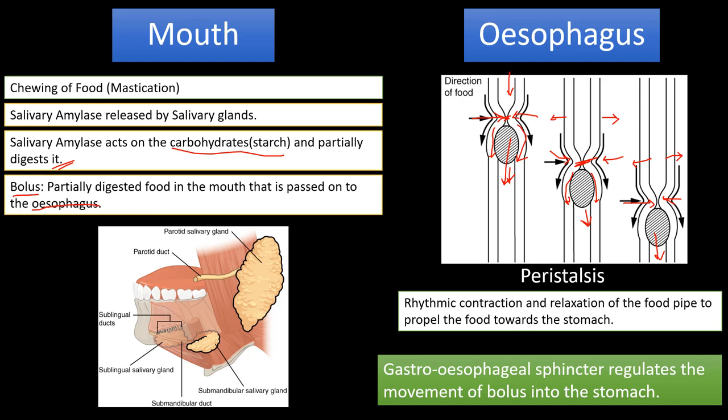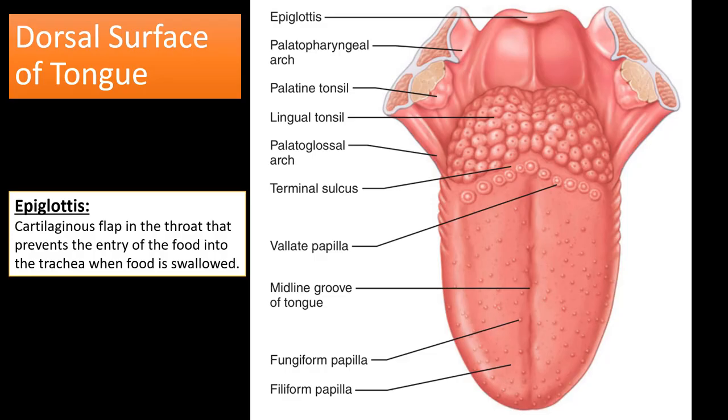And at the end of this process, the bolus has to move from the esophagus to the stomach, and there is a very important structure, a valve, called the gastroesophageal sphincter. This sphincter muscle is going to regulate the movement of bolus into the stomach, right? It is not going to be open always. Whenever there is a requirement, the gastroesophageal sphincter opens and allows the bolus to move to the stomach.